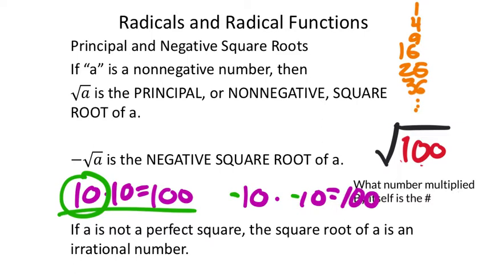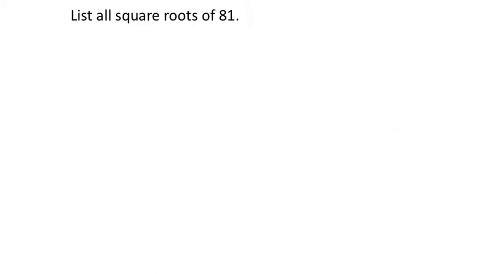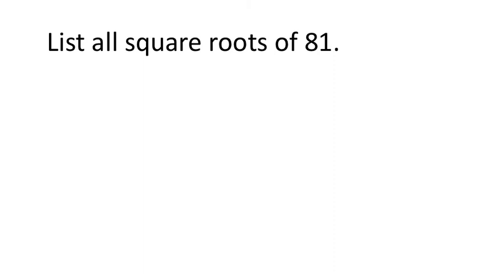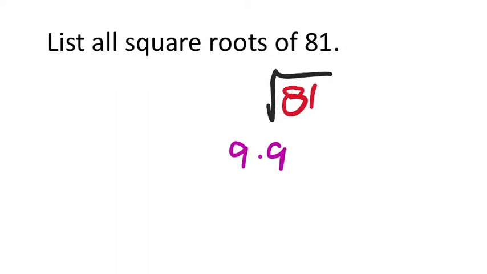If you could memorize the first 10, at least the first 12, perfect squares, then a lot of this goes pretty smoothly, but we'll see that there are other methods, too. All right, this is all square roots of 81. Shown with the radical, it'd be the square root of 81. Of course, 81 is a perfect square, and that would be the result of 9 times 9. So 9 by itself is a square root of 81. But it wants all the square roots, so negative 9 would have to work as well.